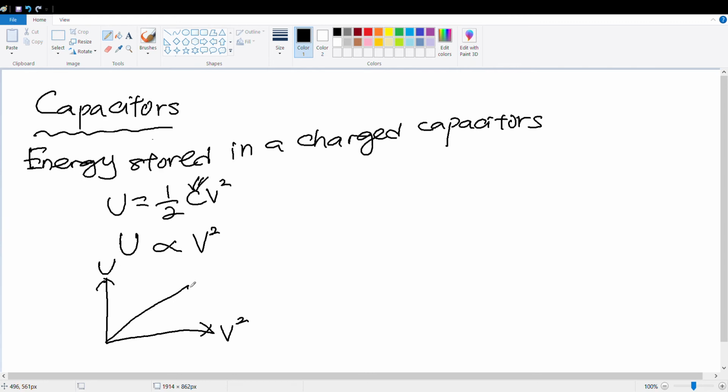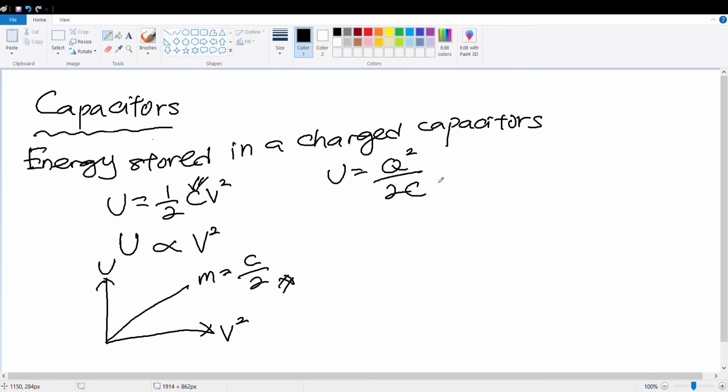As for the second formula, this is Q squared over 2C. To be reminded, the gradient of this graph is equal to C over 2, since U and V squared are the variables, so C over 2 is the gradient.